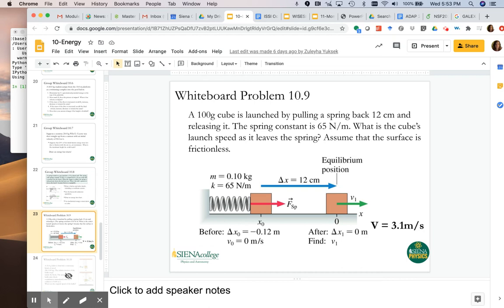Hello, we're going to do whiteboard problem 10.9. It is looking at a cube that's launched by pulling back a spring 12 centimeters and releasing it. The spring constant is 65 newtons per meter. What is the cube's launch speed after it leaves the spring? Okay, and it's frictionless, so we know the coefficient of friction is 0. We want to find the speed.